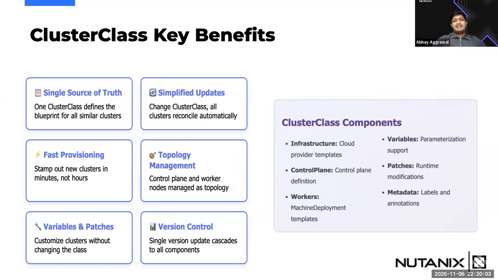Variables and patches. Variables let you parameterize without duplication. Standard production clusters, but with different worker counts? That's just a variable. Patches let you tweak specific aspects without forking the entire ClusterClass. Version control. When you update the Kubernetes version in a ClusterClass, CAPI knows it affects control plane and workers. It coordinates upgrades. You are not manually updating multiple resources. So the impact of ClusterClass: teams using it report 80 to 90% reduction in cluster provisioning time and 70% reduction in configuration errors. That's not hype. That's the power of abstraction and automation.